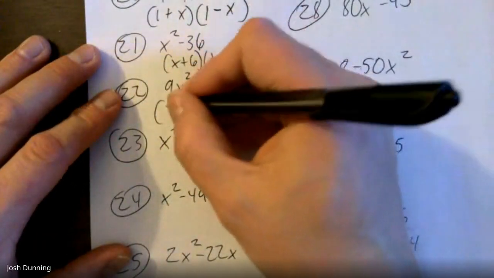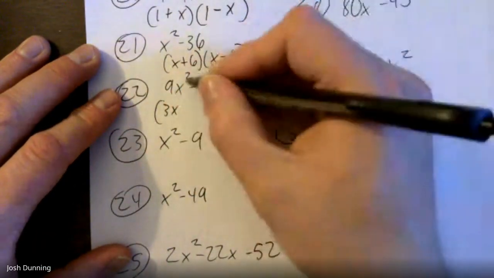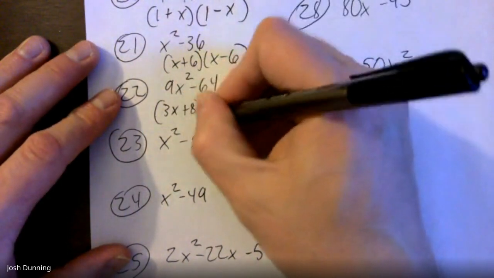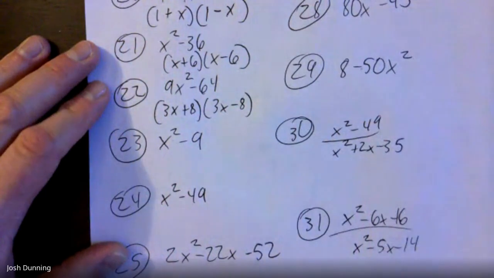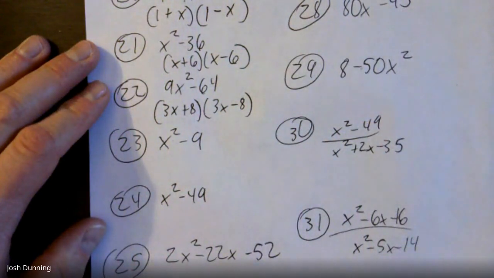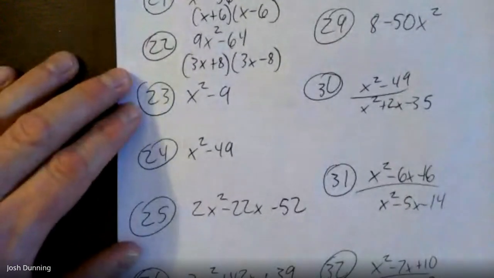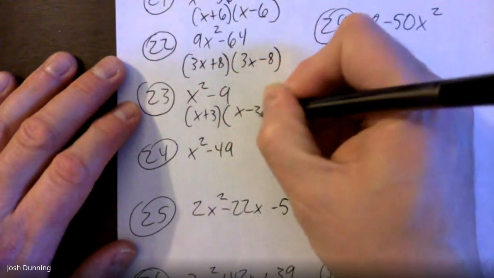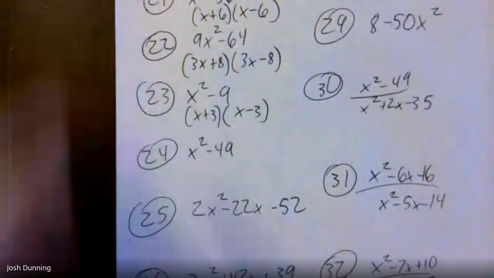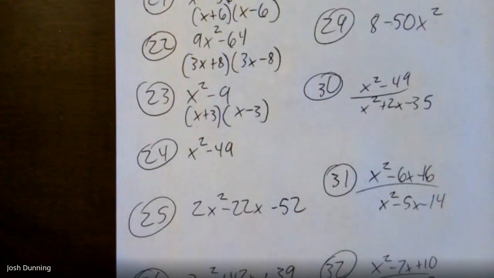Square root of 9 is 3. Bring the x with you. The square root of x squared is x plus 8. 3x minus 8. 23, difference of squares again. X plus 3, x minus 3. And hopefully this is getting easier.